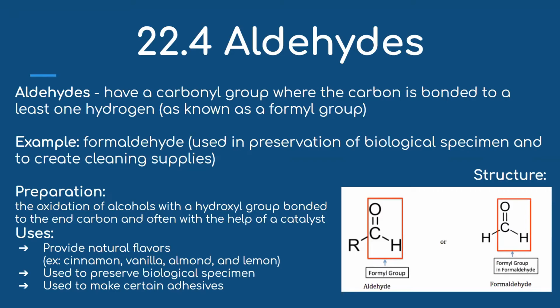supplies. The preparation of aldehydes is through the oxidation of alcohols with a hydroxyl group bonded to the end carbon, and often has the help of a catalyst. Some uses are to provide natural flavors such as cinnamon, vanilla, almond, and lemon, to preserve biological specimens, and to make certain adhesives. In the bottom right-hand corner, you can see the structure of a basic aldehyde with the formal group and the structure of specifically formaldehyde.